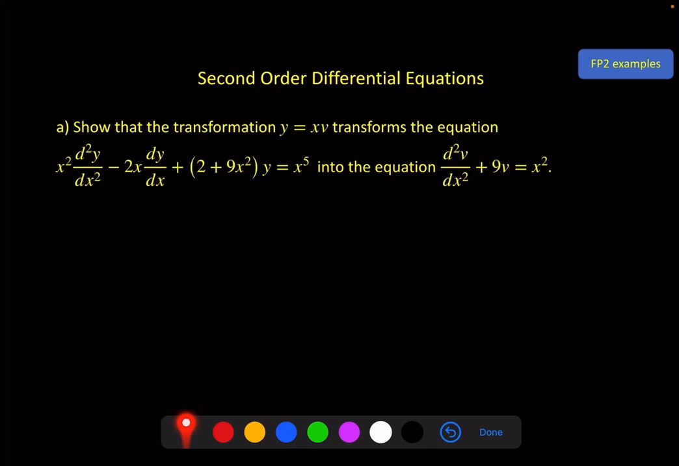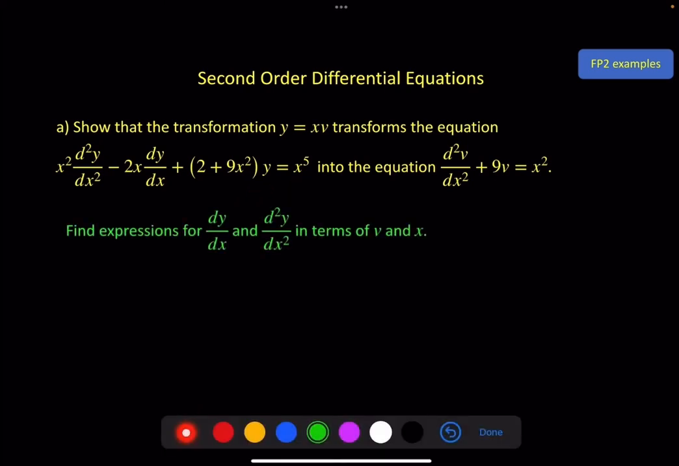Something like this. Show that the transformation, the substitution they're giving, transforms this equation into this equation. So they're also telling you what to expect, what to aim at. You can see that we're substituting out y and bringing in v, and no doubt you can see that this is going to be much easier to solve than this would be.